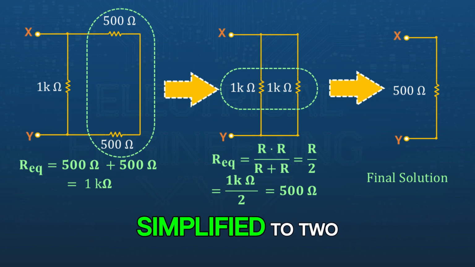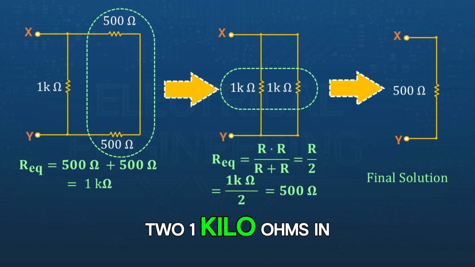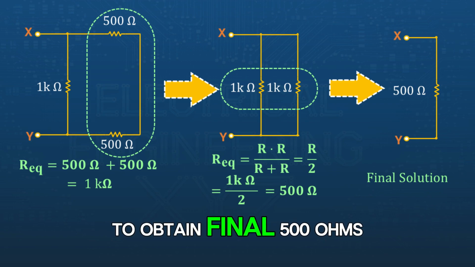Now the entire circuit is simplified to two 1 kilo ohm resistors in parallel. Afterwards, solving two 1 kilo ohm resistors in parallel gives the final 500 ohms.